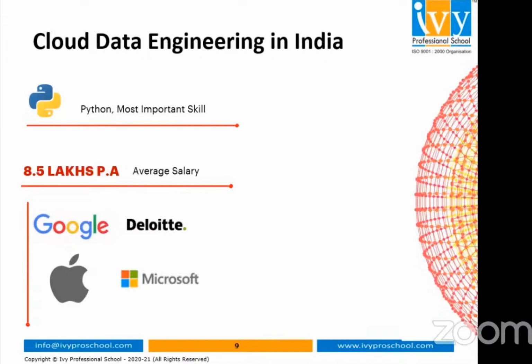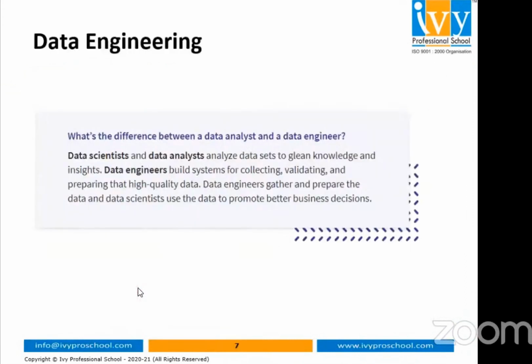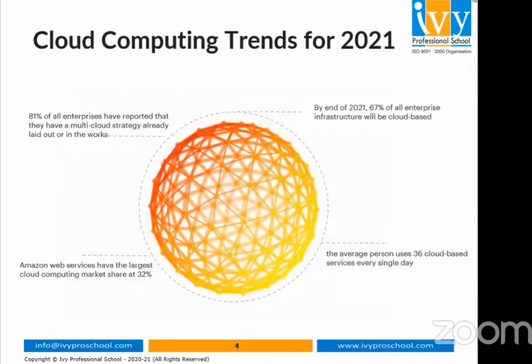Even if you talk about, I'm not sure if I've included that slide, AWS. There are basically three major cloud-based services: AWS, Google Cloud Platform, and Microsoft Azure. In all of these three services, what is the one common thing, guys? That is Python. They provide cloud-based functionalities, and the one thing common in all of them is Python.